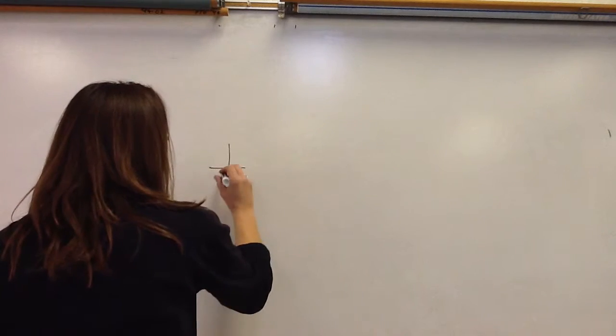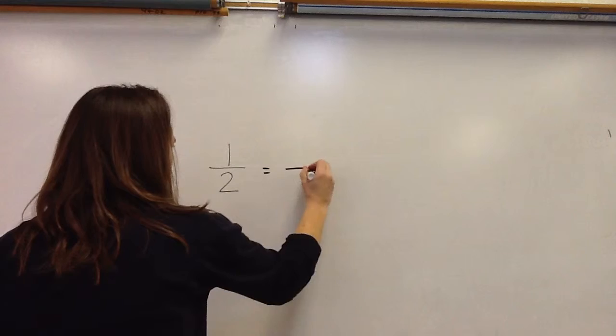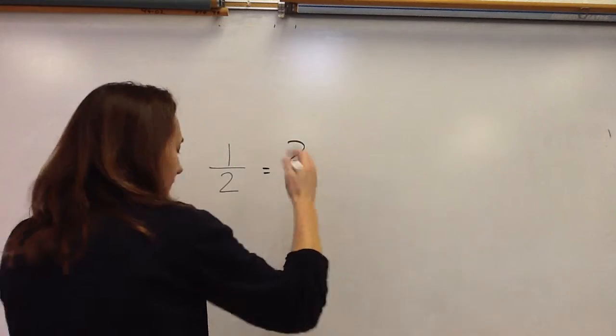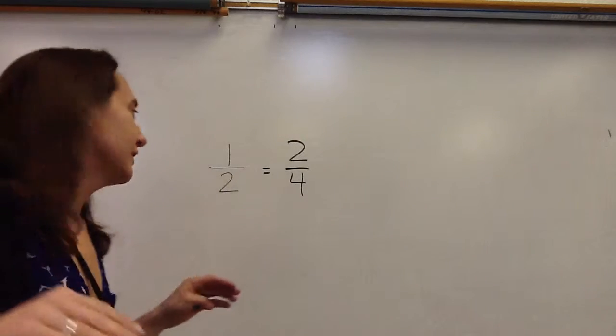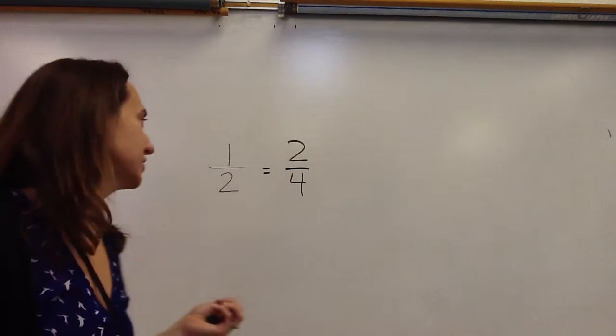We took a look at 1/2, and we were saying that it was also the same as 2/4. So let's look at 1/2, and we saw how it was equal to 2/4 visually on the bars. But now we're going to see what we do when we're making equivalent fractions.